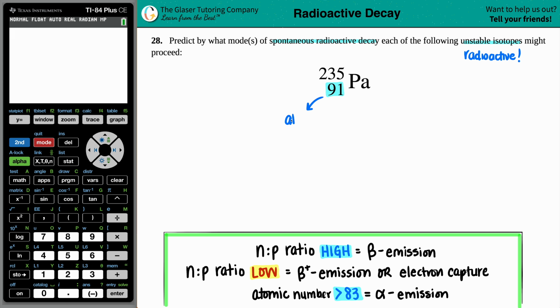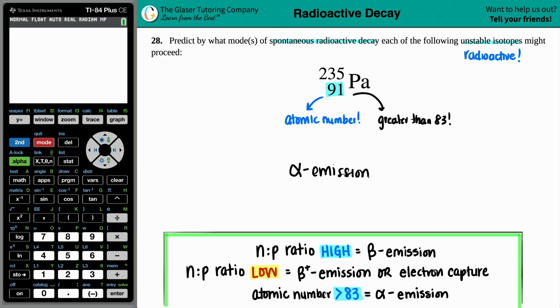So I'm looking here at my atomic number, which is the lower number of the two, right? So this is the atomic number. The atomic number for protactinium is 91. Oh boy, that's a big number. And even more so, this is greater than 83. So we know what this answer is. Any atomic number that's greater than 83, chances are it's going to go under alpha emission.